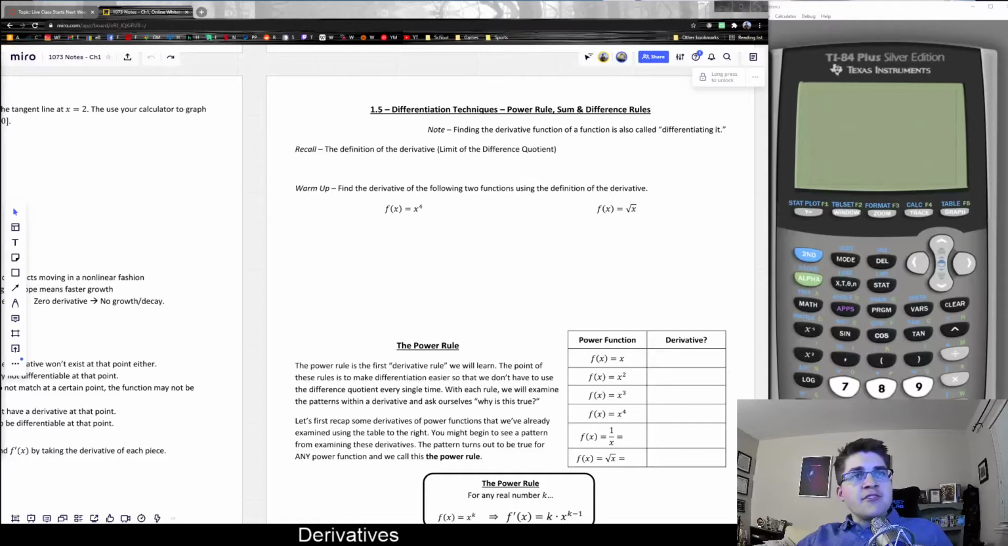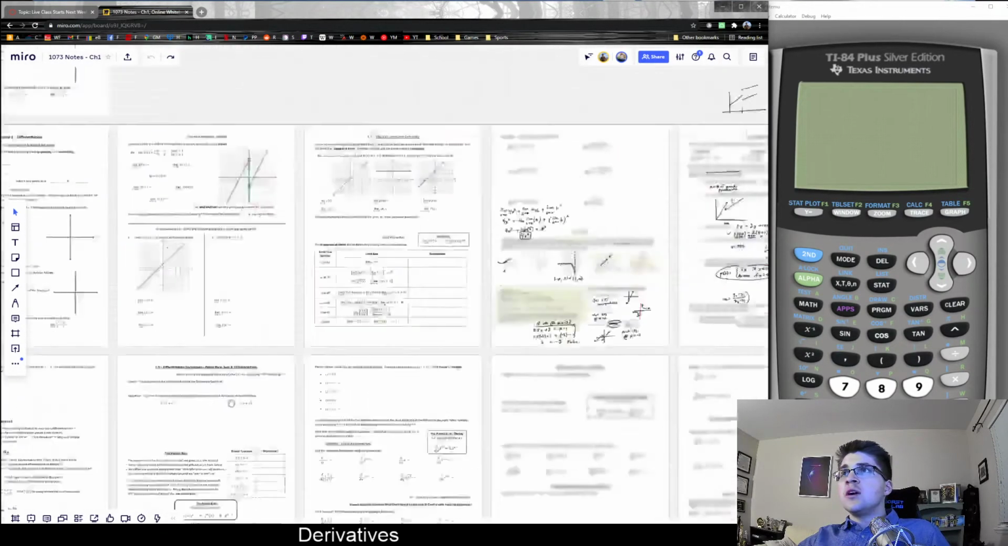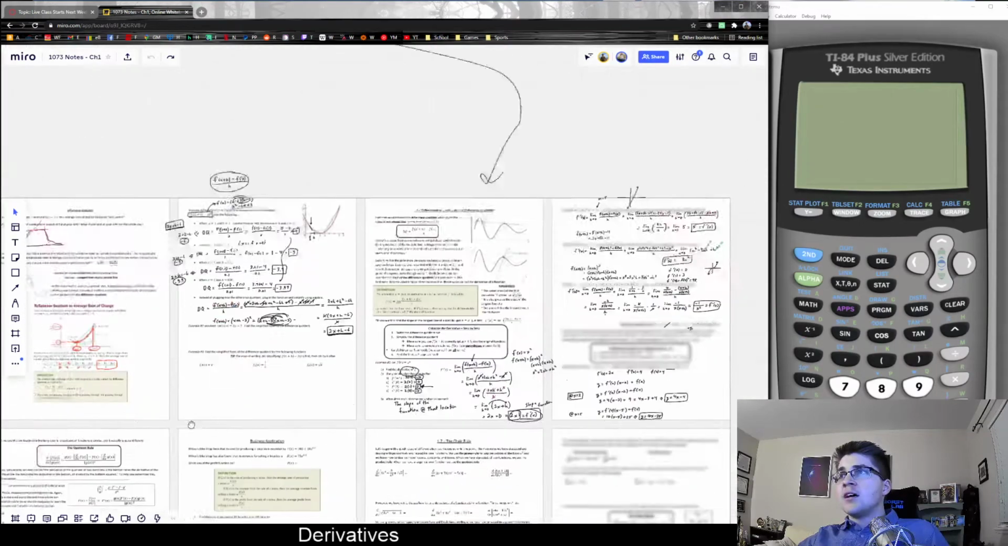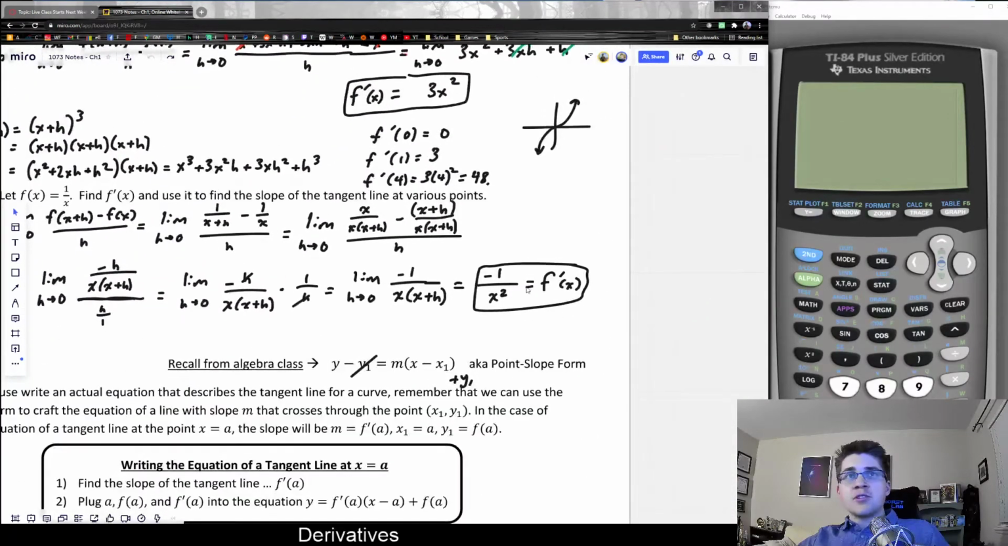Now, so far, I've been referencing that in order to find a derivative, we need to take the limit of the difference quotient to solve it. But I also have been saying that there are shortcuts for calculating derivatives to make our life a lot easier so that we don't have to do a lot of this algebra every time in order to solve derivatives.